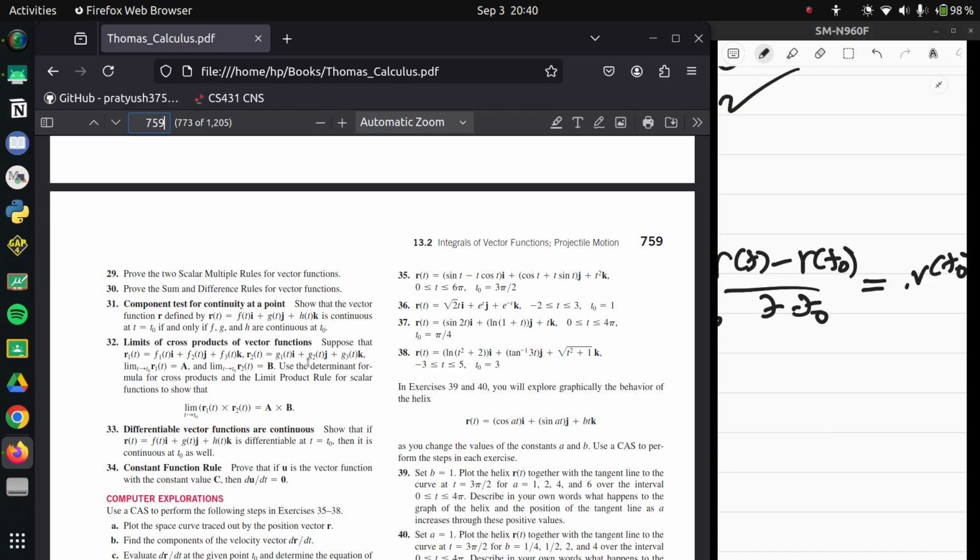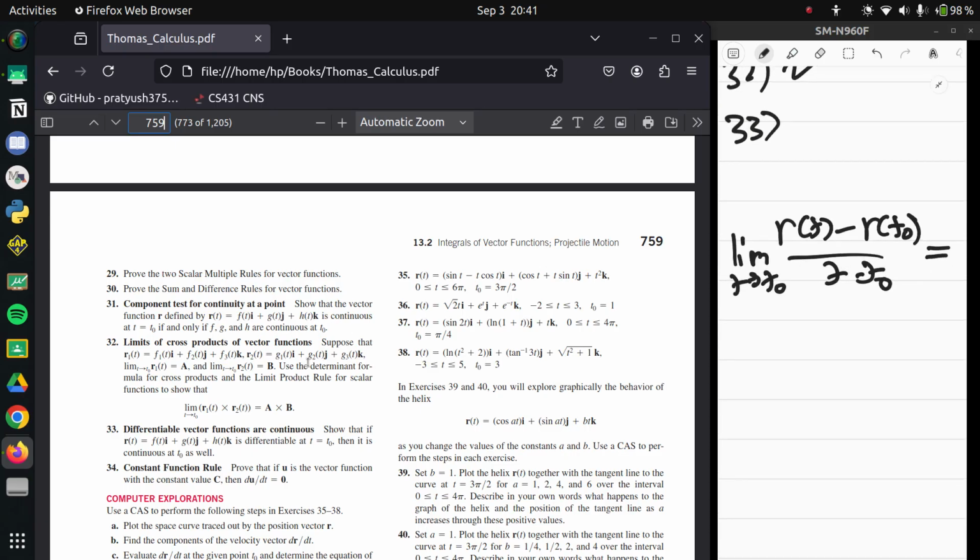Then it is continuous at t. What? Continuous at t naught as well. Oh, okay. Sorry. So basically we have to show that r of t is approaching r of t naught. Okay, cool.